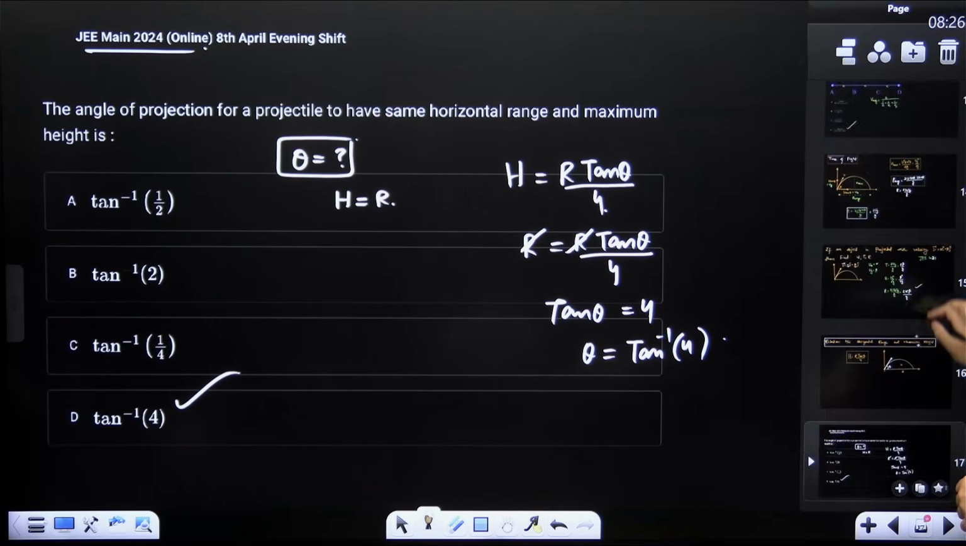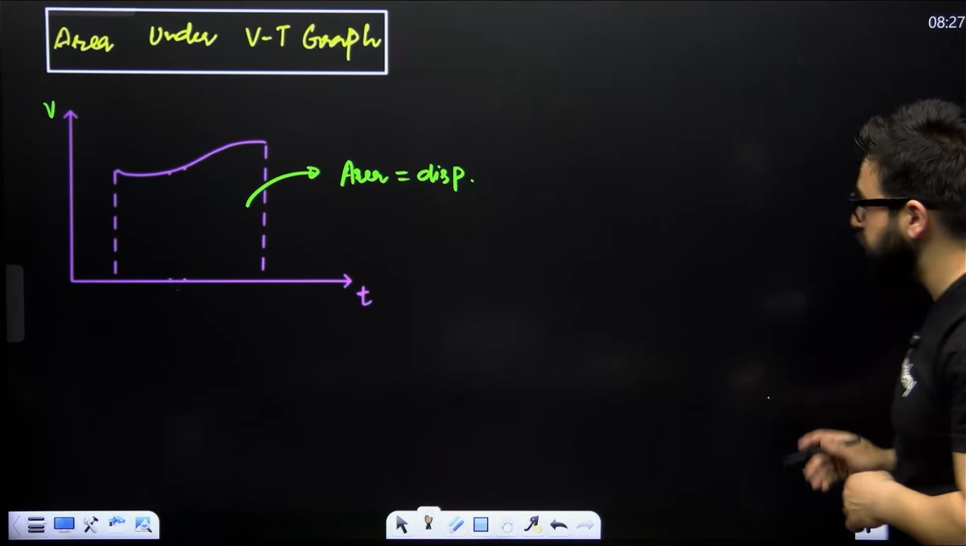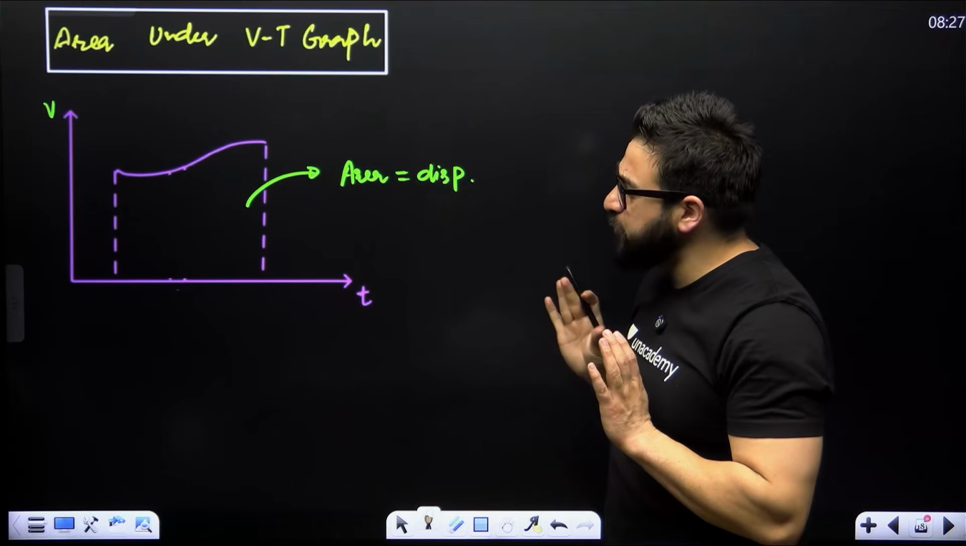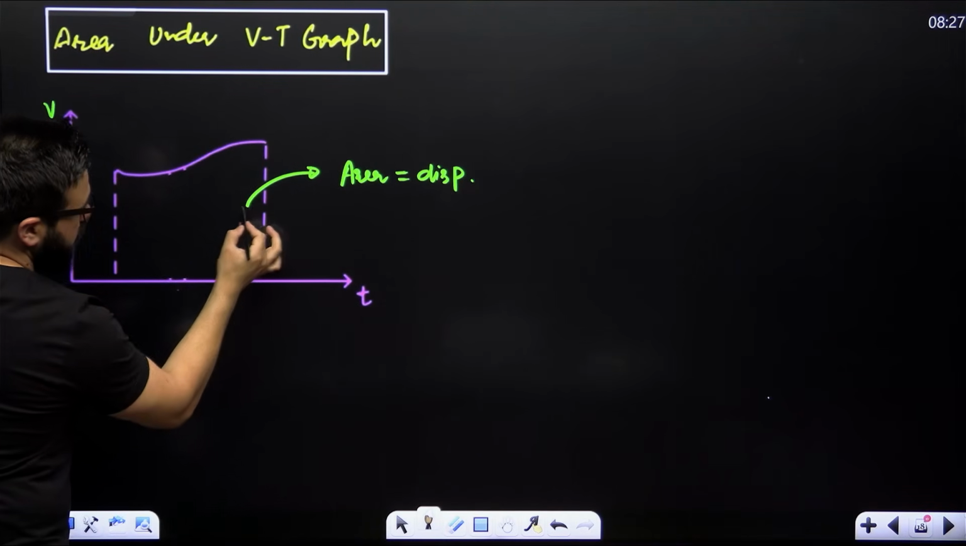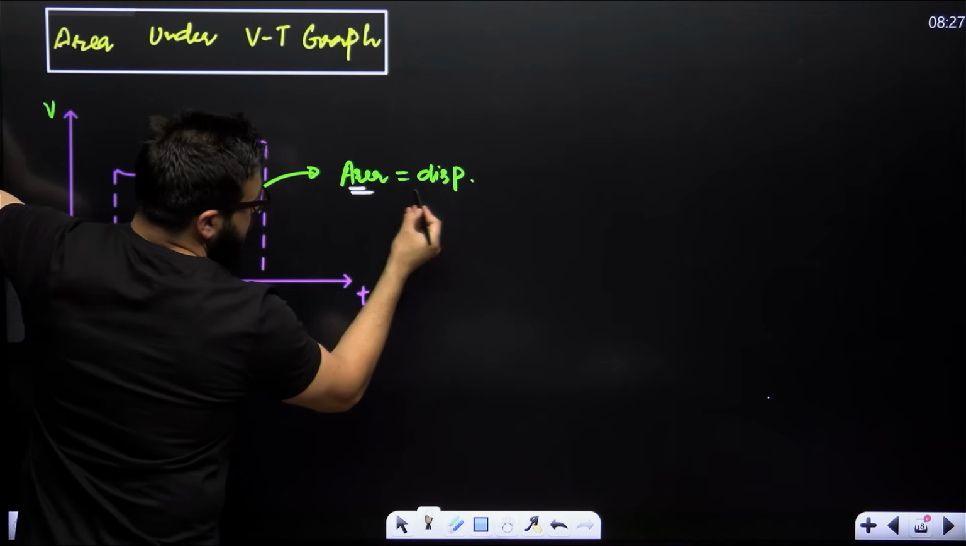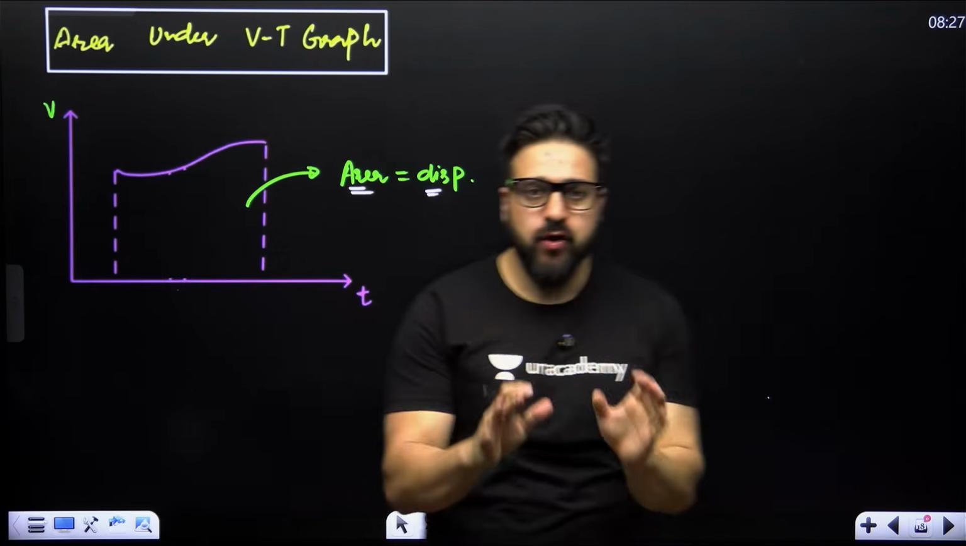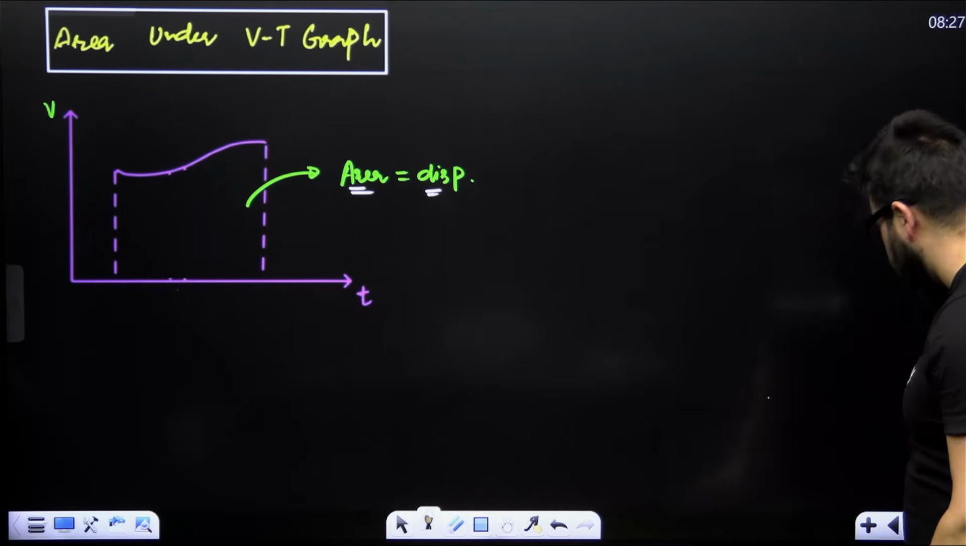Okay, let's move on to the next topic, that is this one: area under velocity time graph. Very important. Let's suppose you will be making the velocity time graph of an object. If somebody asks you what is the area, area means displacement. Area of velocity time graph gives you the displacement covered by the object.